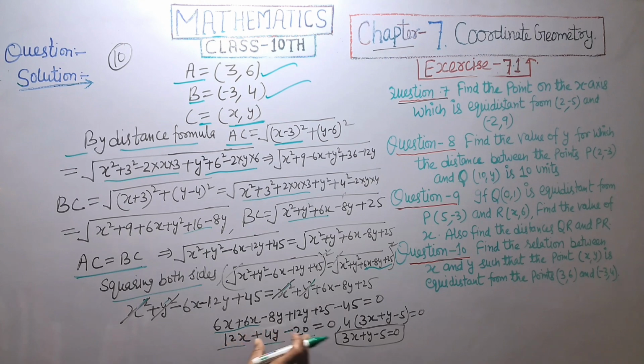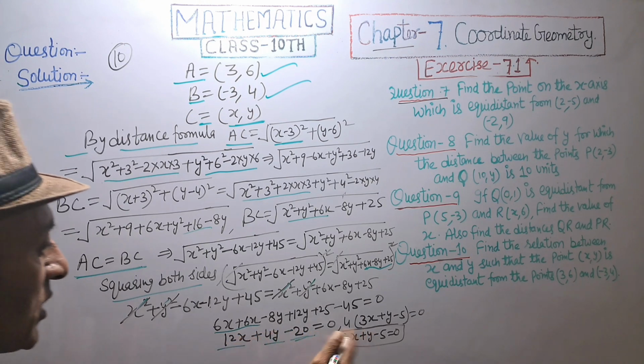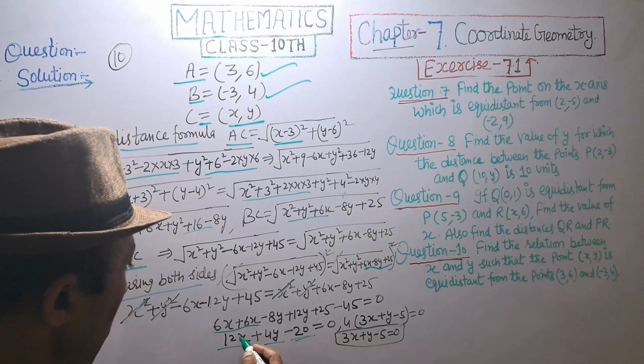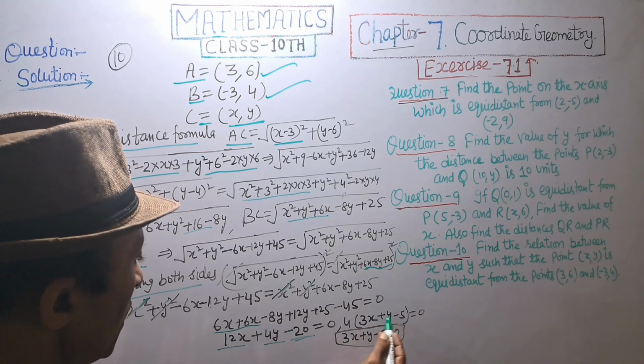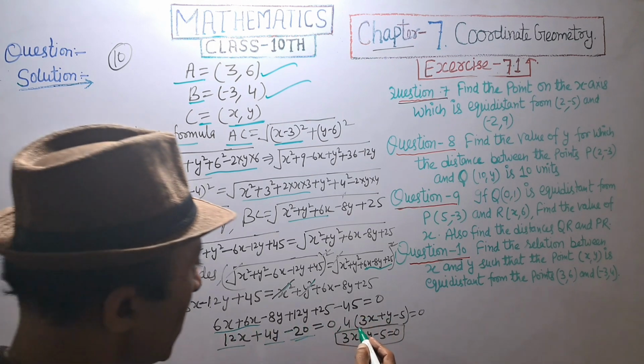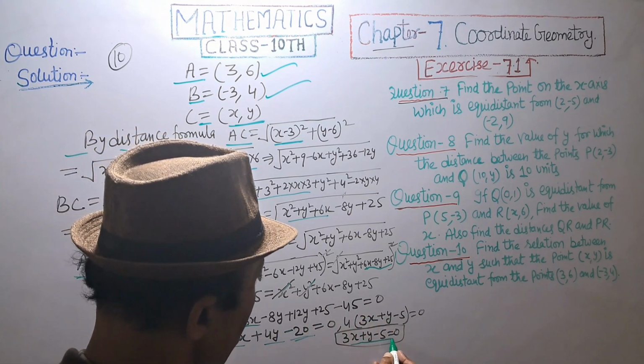Taking 4 common in this equation, in the bracket 3 4s are 12, 4 into y is 4y, 4 5s are 20. 4 is common and we get 3x plus y minus 5 equal to 0. Answer.